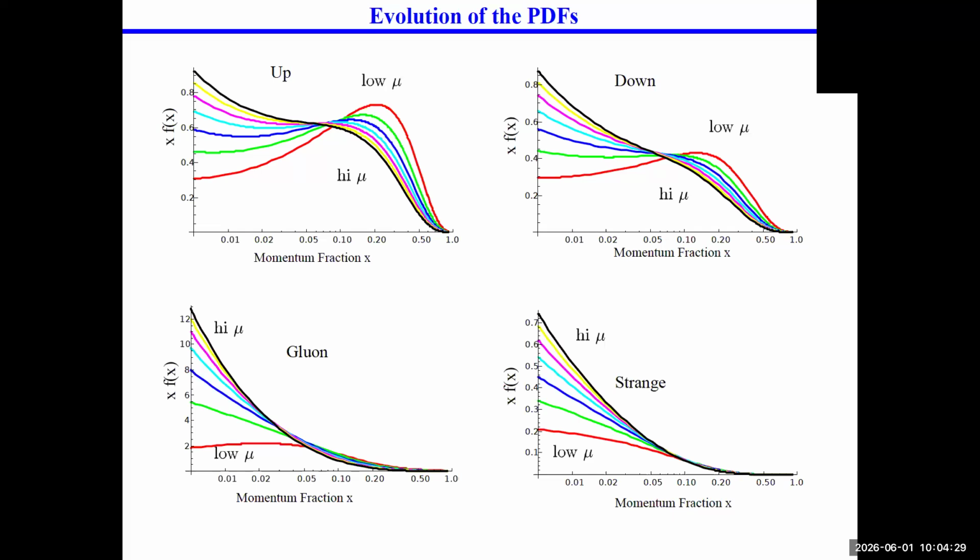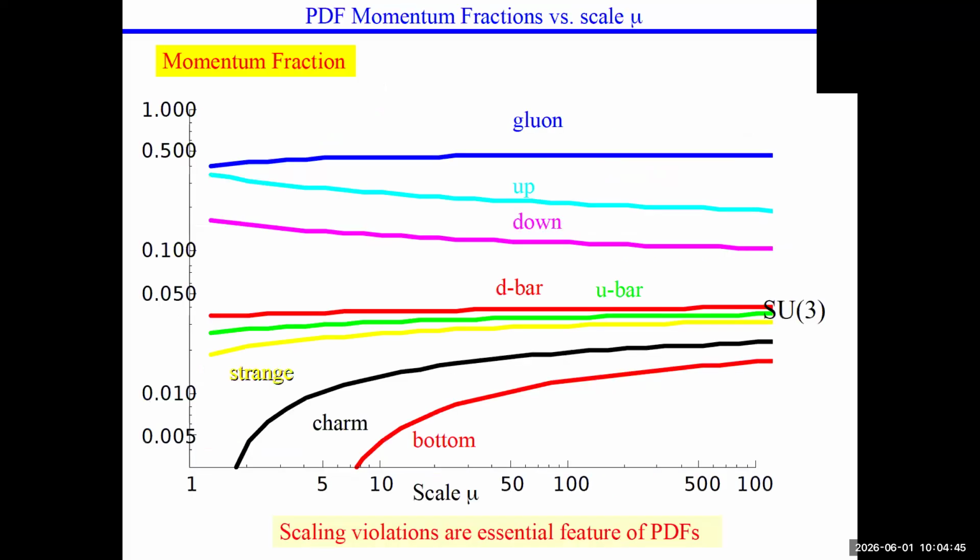Let me just show a few more. Here's how the up and down change. Here's how the gluon and the strange change. And again, the valence quarks have the bump here because in my simple picture, they started out with all momentum fraction of a third, but the things that are radiated, like gluon and strange, are monotonic.